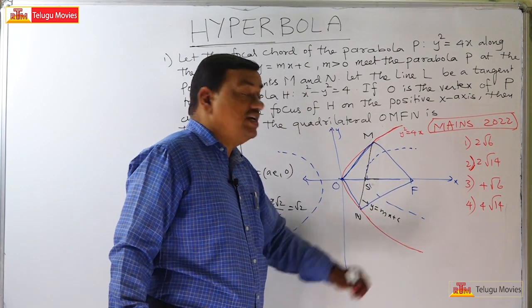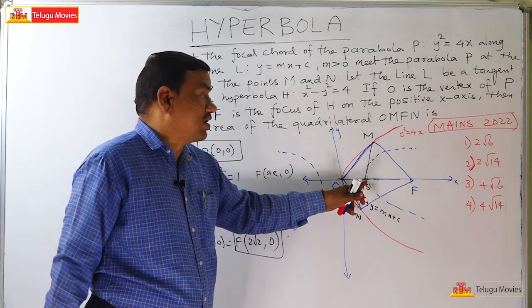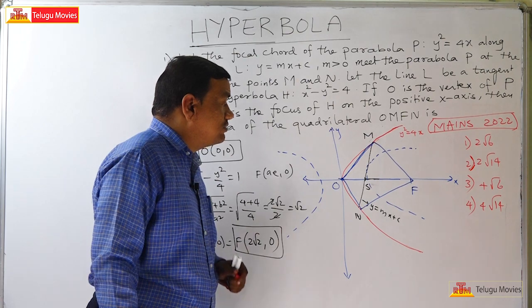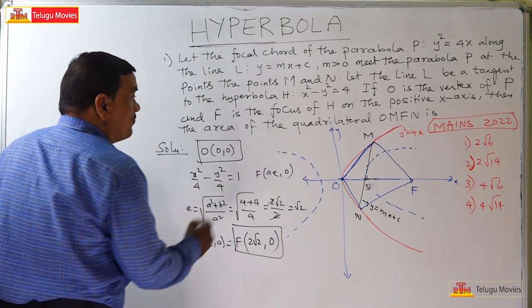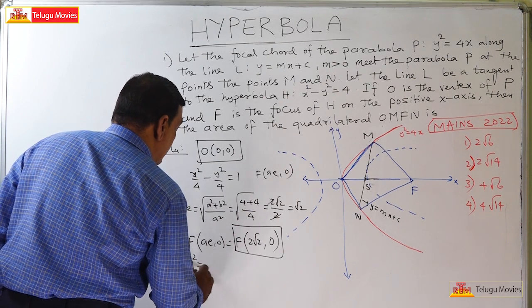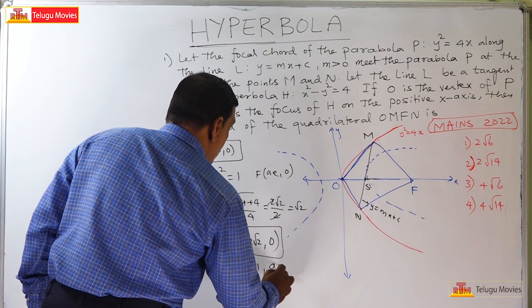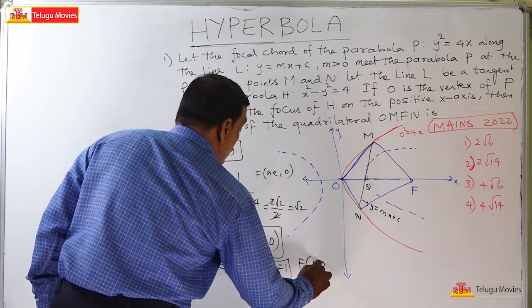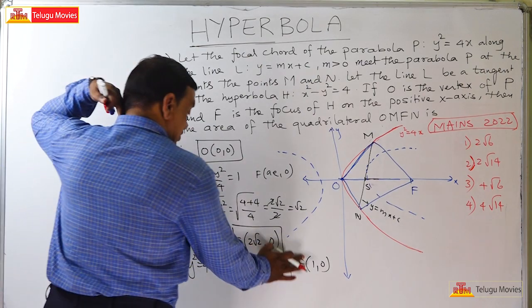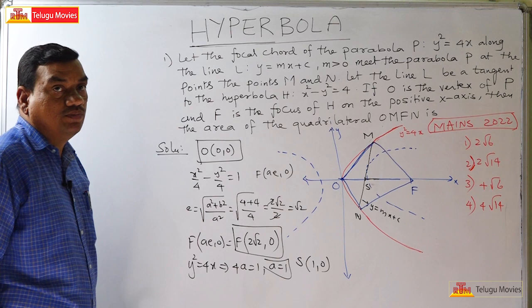First, y is equal to mx plus c passes through the focus, since it is a focal chord. What is the focus of y square is equal to 4x? Y square is equal to 4x means 4a is equal to 1, a is equal to 1. Therefore, the focus is (a, 0), that is (1, 0). So this S is (1, 0).